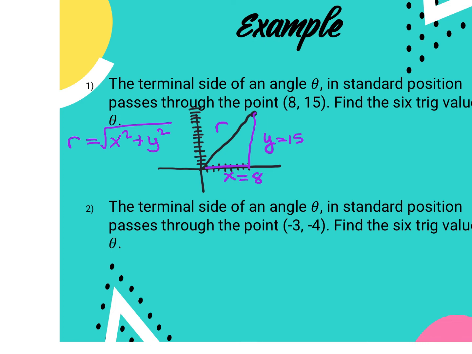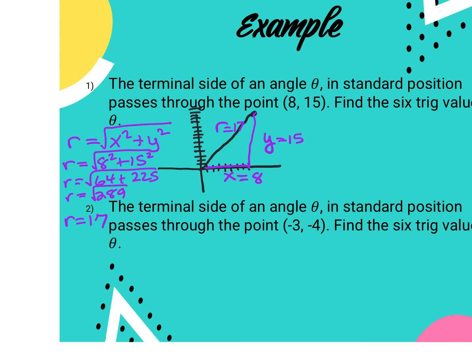If you remember your Pythagorean triples from geometry, this is actually a Pythagorean triple. It's the 8, 15, 17 triangle. But again, you don't need to memorize the triples, just plug it into the formula. So I'm going to be doing 8 squared plus 15 squared. I square them, I add them, and then I square root it. So this gives me 289, square root it, and my r value is 17.